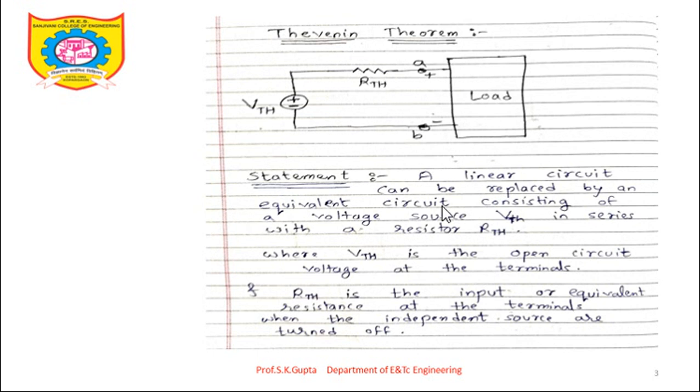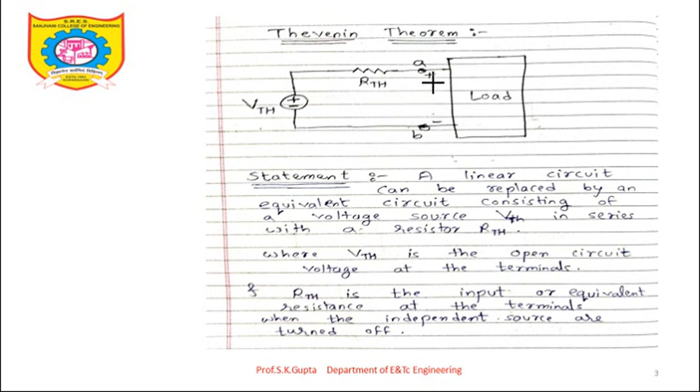Now just read the statement. A linear circuit can be replaced by an equivalent circuit. So one big linear circuit is replaced by an equivalent circuit consisting of the voltage source VTH in series with resistance RTH, where this VTH is the open circuit voltage at the terminal. So what is this VTH? Very important: VTH is the open circuit voltage.